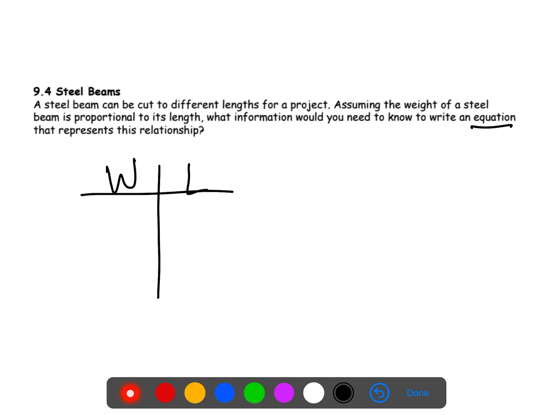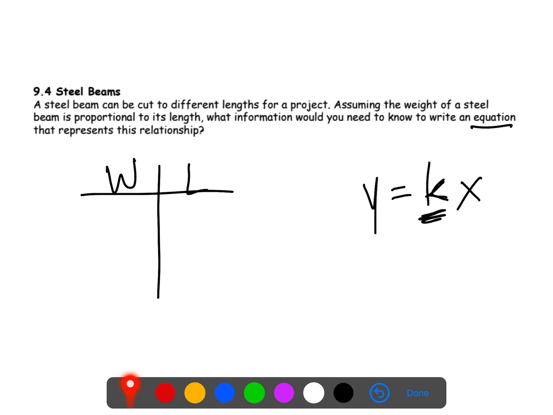Well, if you remember our format, our pattern for this equation for a proportional relationship, y equals k times x, I always start by finding that k value, that constant of proportionality. So I would need to know a ratio to find it, wouldn't I? I would need to know the weight of a specific length of this steel beam.